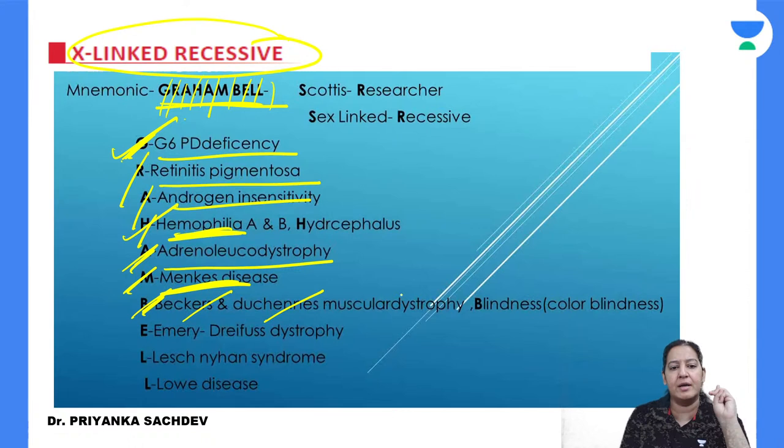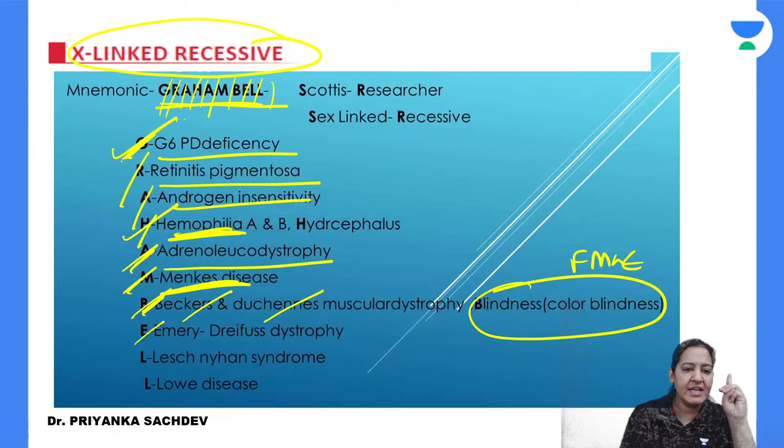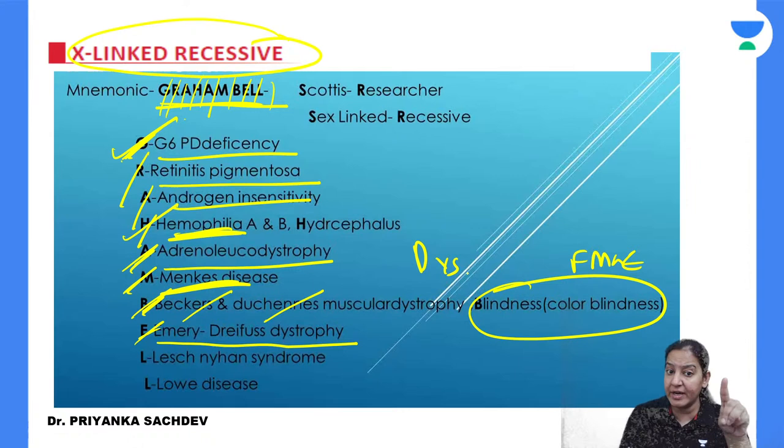It is last year FMG question. You may be knowing it. E say Emery-Dreifuss dystrophy. So you can see all dystrophies yahan pe hai. Lekin myotonic dystrophy is autosomal dominant. Dominant ka D hai wo. L is Lesch-Nyhan syndrome. And L is Lowe syndrome.